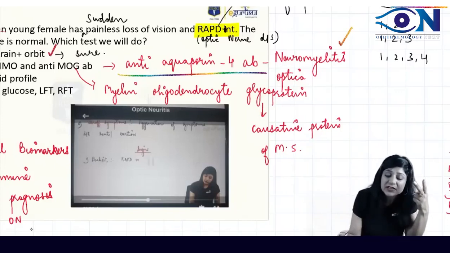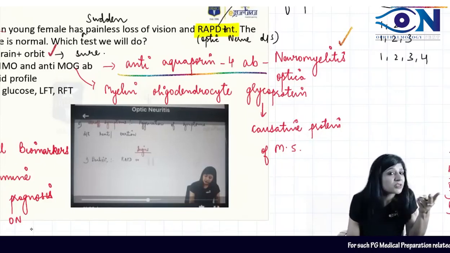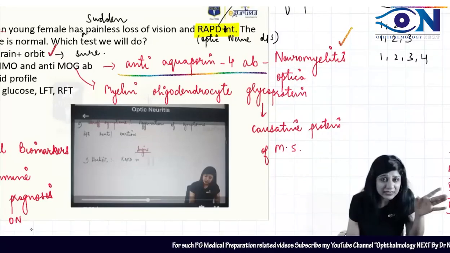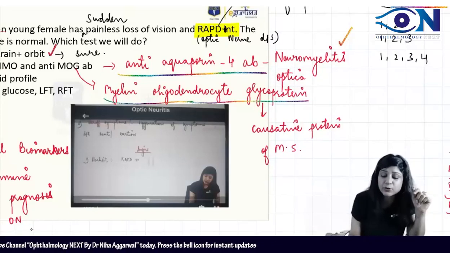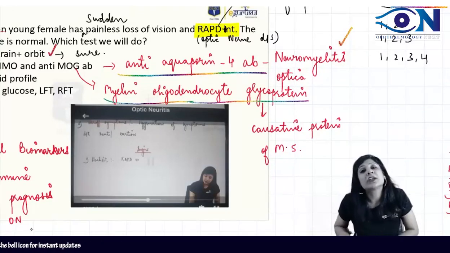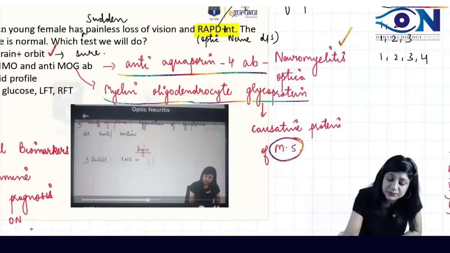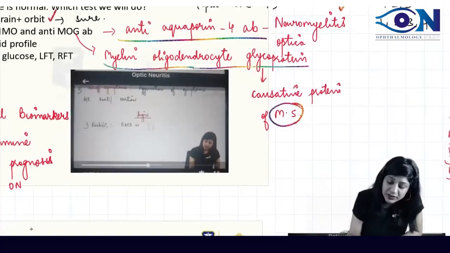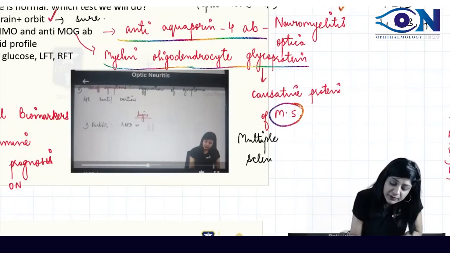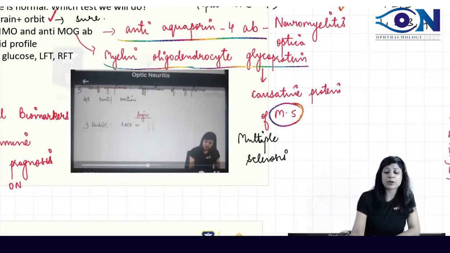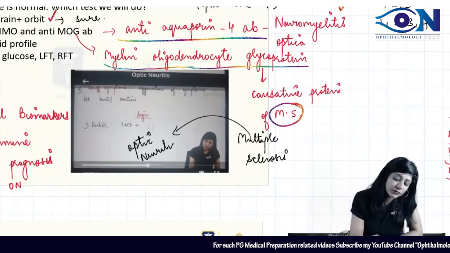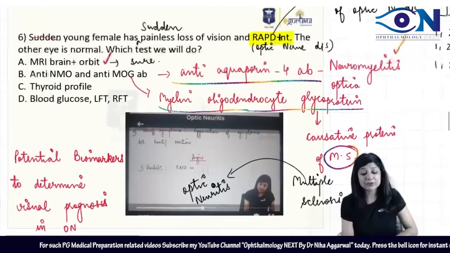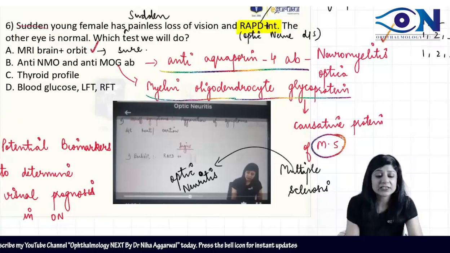We have got two things. One is this anti-aquaporin 4 antibody, which is involved in neuromyelitis optica, a demyelinating disorder. The other is MOG, that is myelin oligodendrocyte glycoprotein. This protein is also involved in multiple sclerosis. And we know that multiple sclerosis is the most common cause of optic neuritis. So we have to do these two also, anti-NMO as well as MOG antibodies.